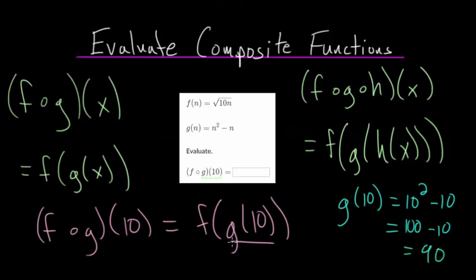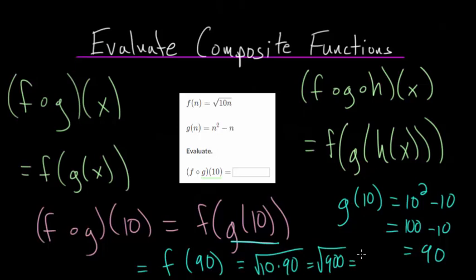So I figured out what this is, and now I'm going to replace it with 90 because g of 10 equals 90. So I have f of 90, since these are equivalent, and I could just make that substitution. Now I just want to plug 90 into my function f. So I have the square root of 10 times n, which is 90, or the square root of 900, which is 30. So our answer here, when plugging 10 into g and then plugging that output into f, we get 30 as our final output.